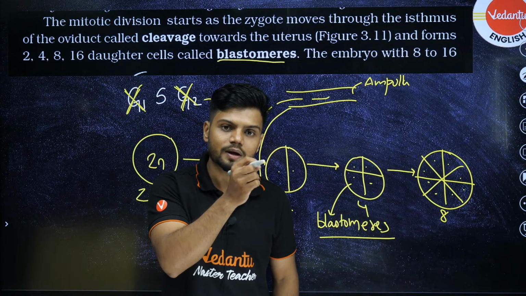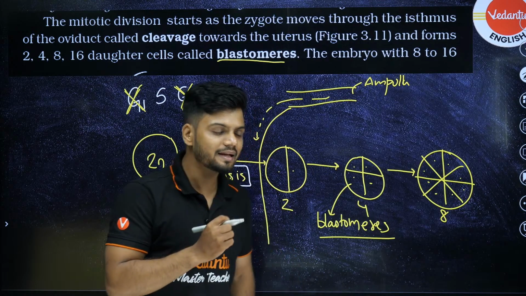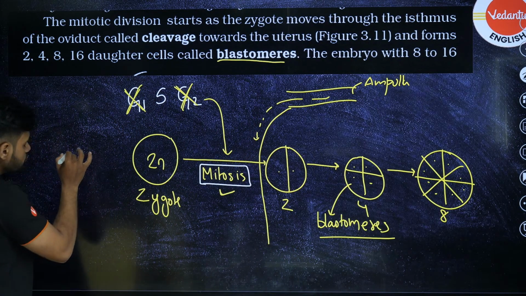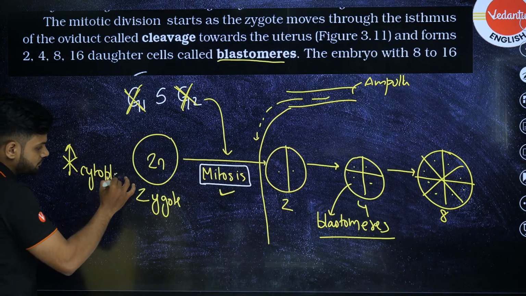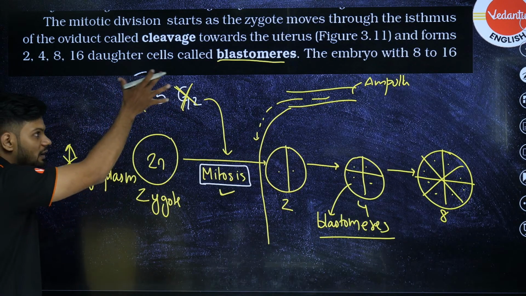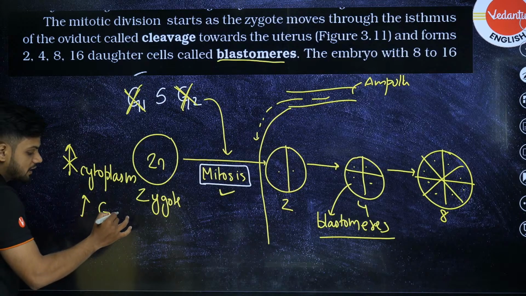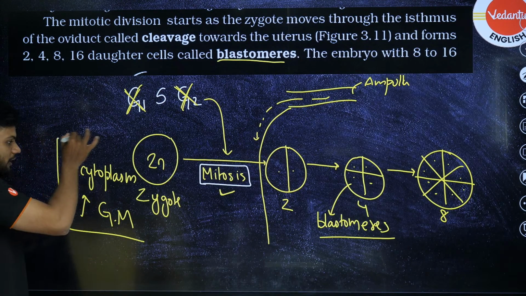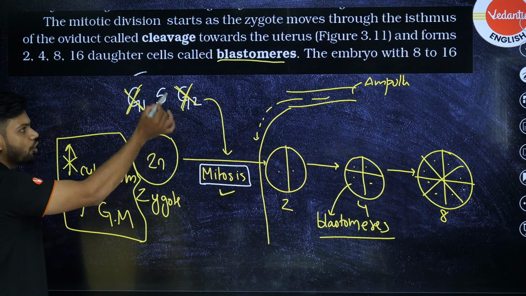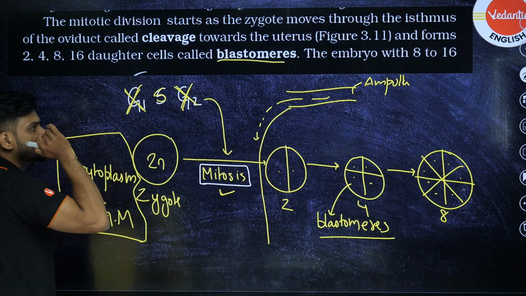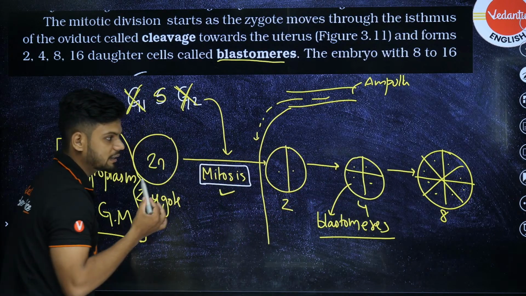If G1 and G2 are completely absent, it means there is no increase of cytoplasm. There is no development of cytoplasm at all. But there is only an increase of genetic material. Is this point clear to all of you? Since there is no G1 and no G2, growth 1 and growth 2, only the S phase, in which DNA duplication happens, is there. There is only an increase in the genetic material.